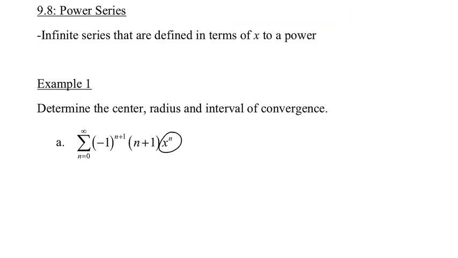So, in these types of questions, you may be asked to determine the center, the radius, and the interval of convergence. So the interval of convergence is just like our geometric stuff, except this first one that we have is not geometric because of this n+1 right there. So no longer can I use the fact that the absolute value of the ratio has to be less than 1.